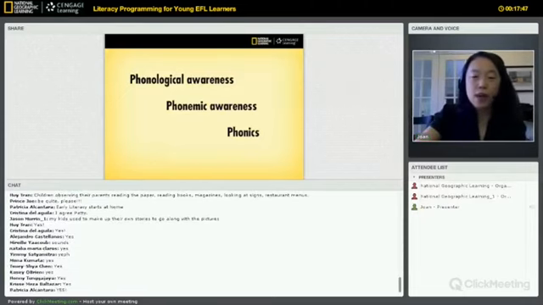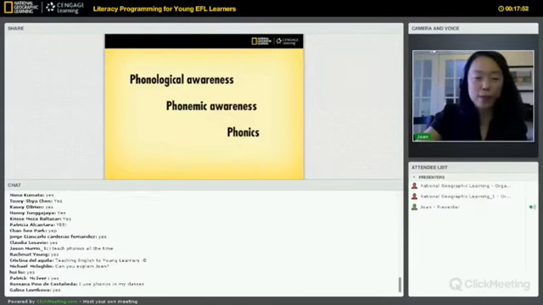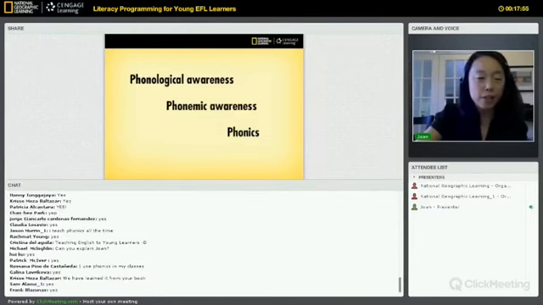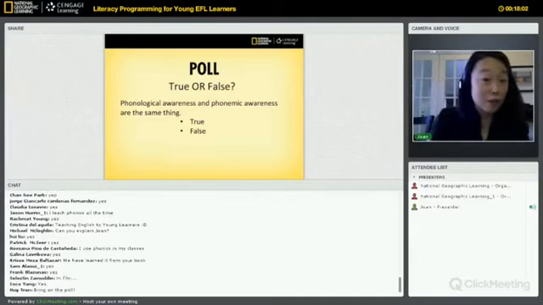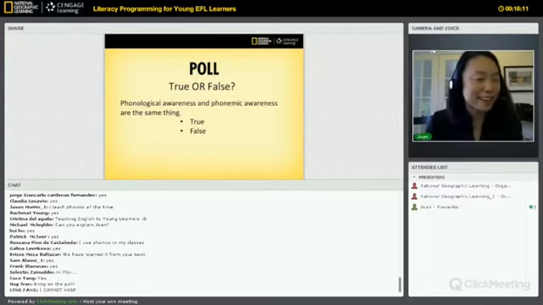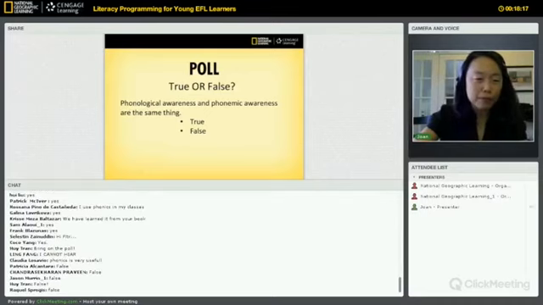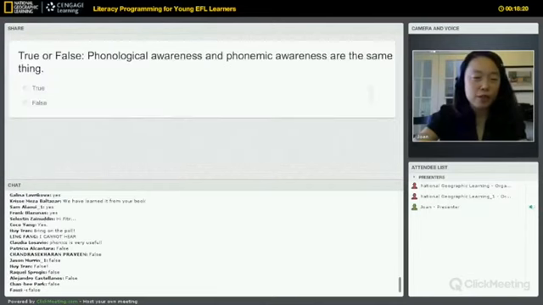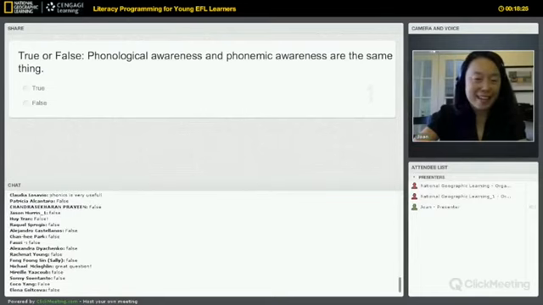All right. So I actually have a poll. Okay, and I see people saying, I teach phonics all the time. Some people are saying, can you explain? I actually have a poll. Before we get into the terms, I want you to see if you know in detail what these terms mean. So, true or false? Phonological awareness and phonemic awareness are the same thing. True or false? Okay, I'm going to give you a poll. Okay, and I want you to choose true or false. Okay.